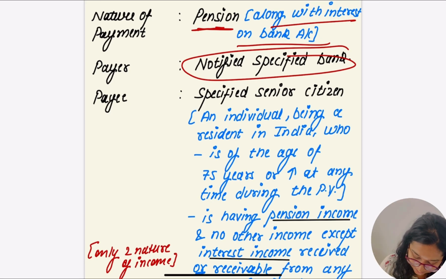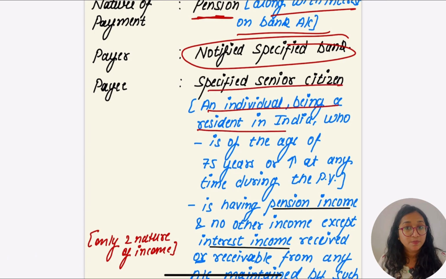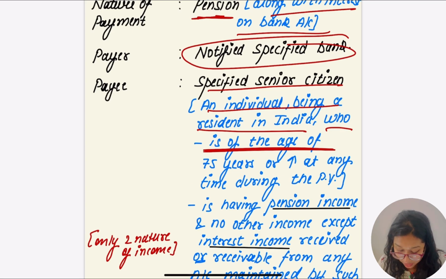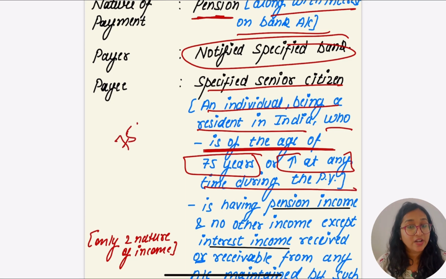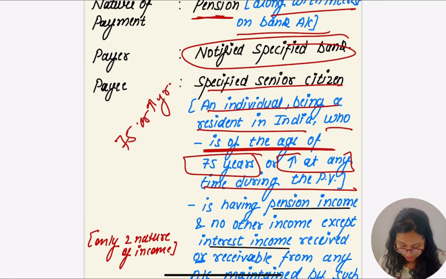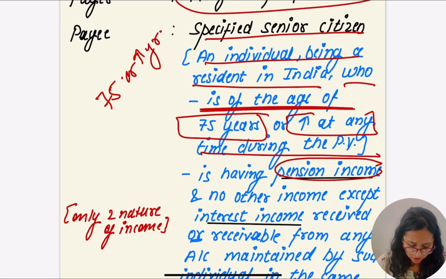So P is going to be a specified senior citizen, an individual being a resident in India, who is of the age of 75 years or more at any time during the previous year. So that individual, the senior citizen, should be 75 or more than 75 years. Hope this point was also clear, but at any time during the previous year. Second thing, that is, having a pension income. So first of all, the first income is pension income here.